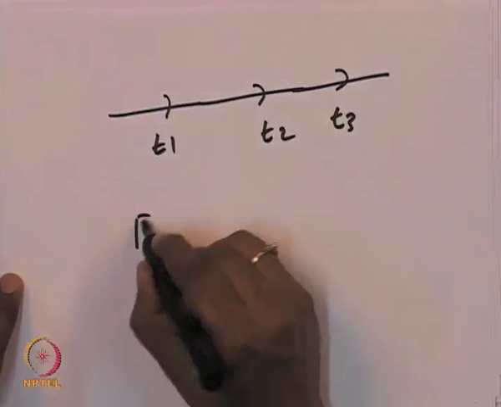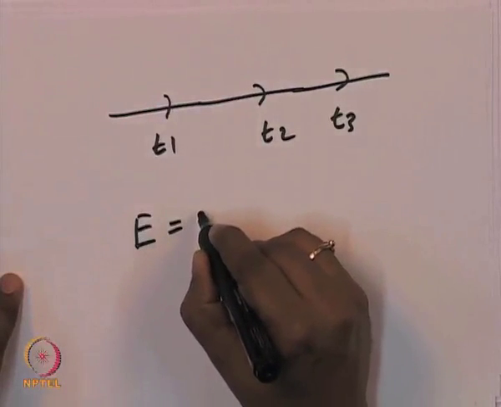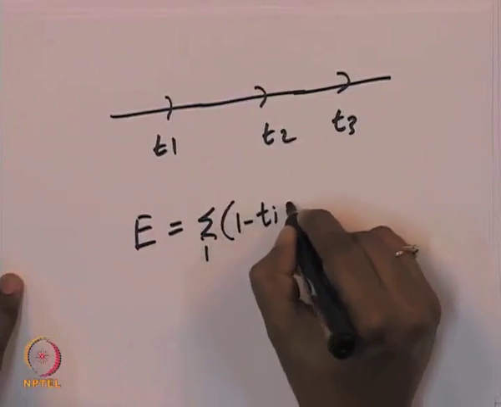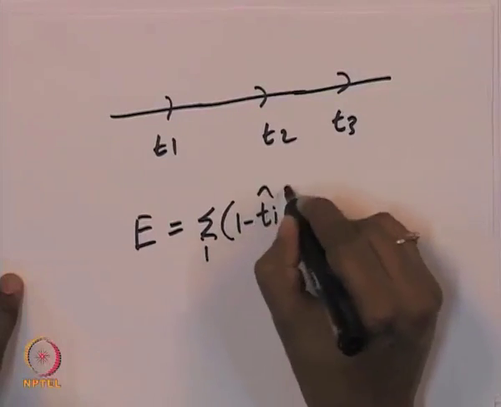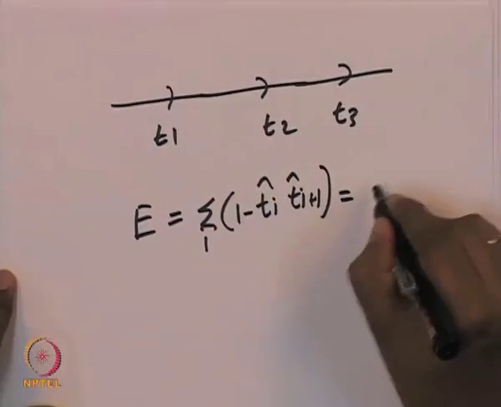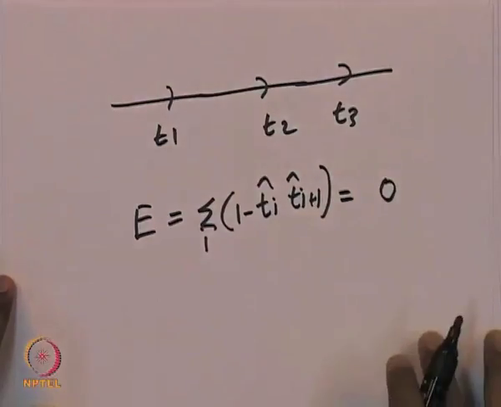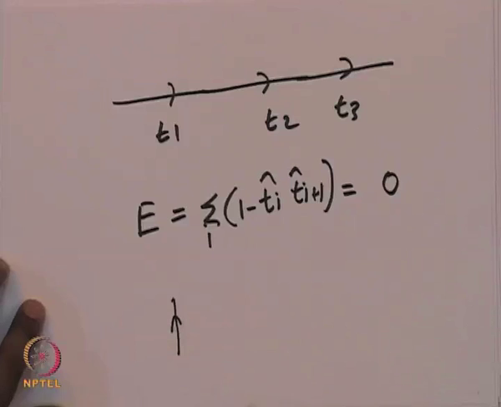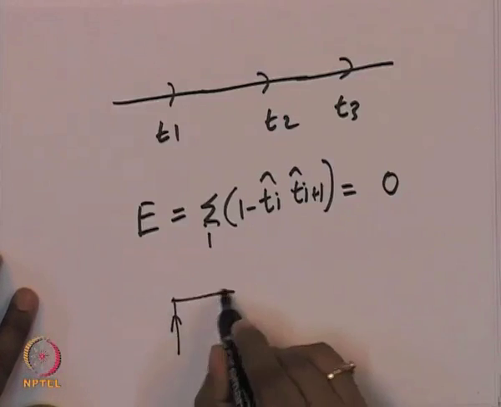So, the energy of this conformation is the sum over i of 1 minus T_i dot T_(i+1), and T_i dot T_(i+1) will become just 1. So, this will become 0, the energy will become 0. If the conformation is, let us imagine some very funny conformations like this.